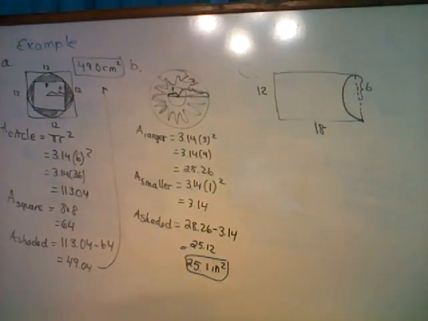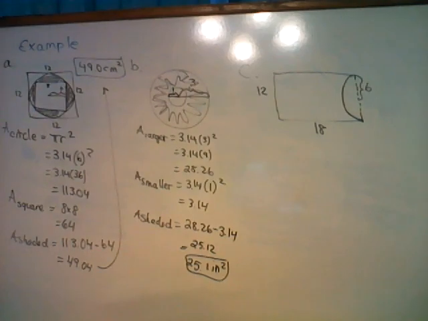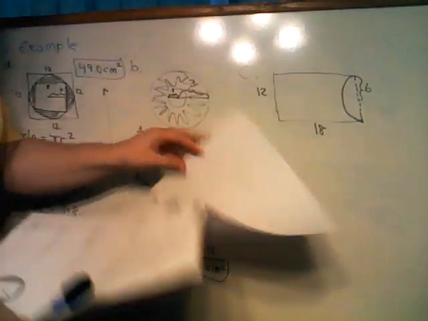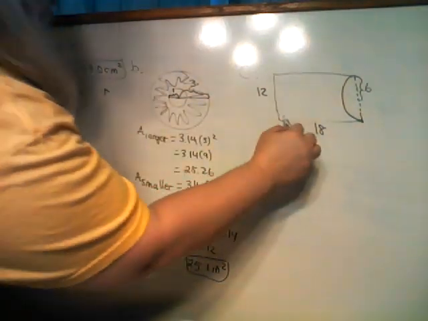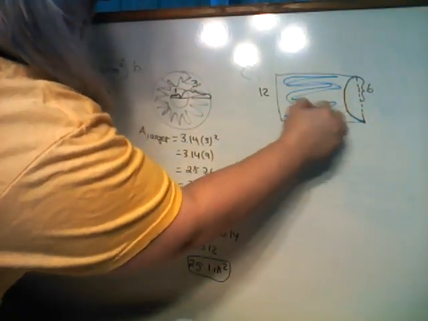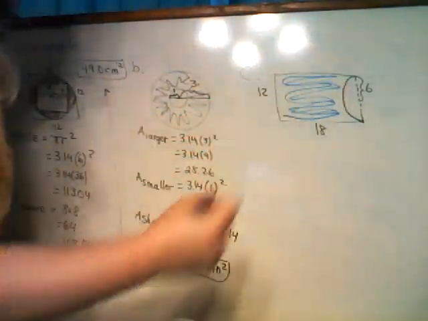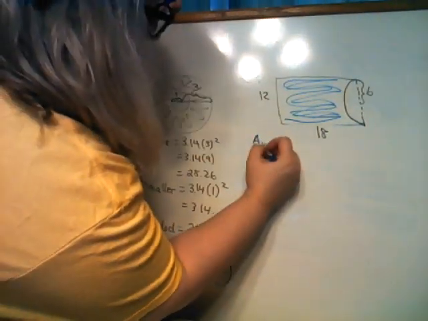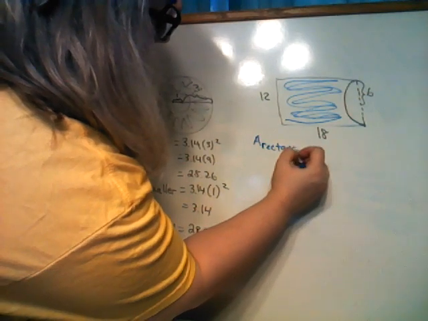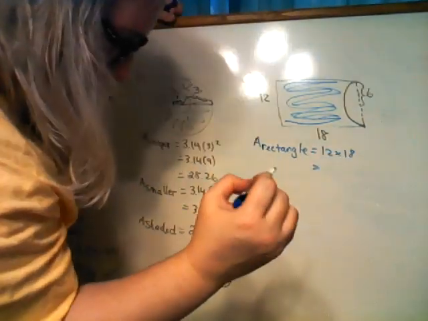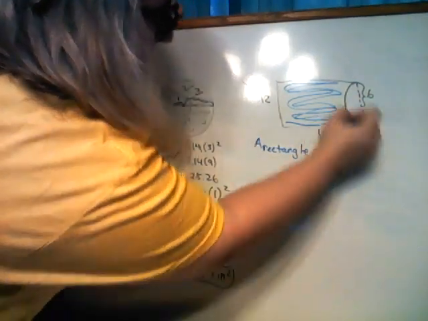Okay, so the last one, I don't know what shapes you see, but can you see the outer rectangle? Okay, and you see this part's all the shaded part. So this is a semicircle, and then this whole thing's a rectangle. So I'm going to do area of the rectangle. That's 12 times 18, which is 216. So that's the whole thing.